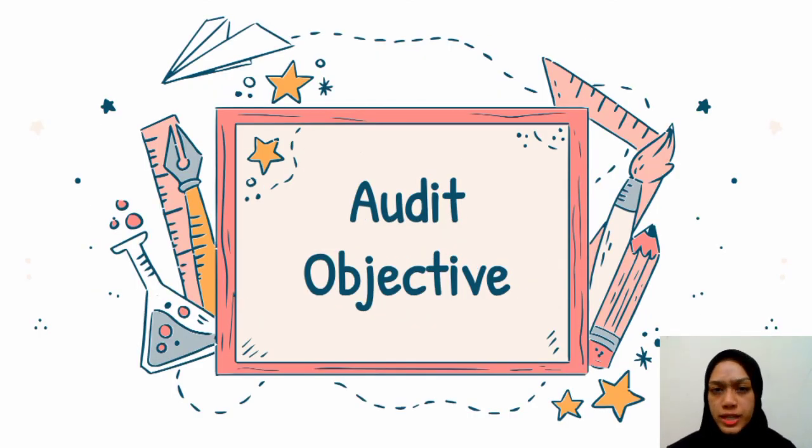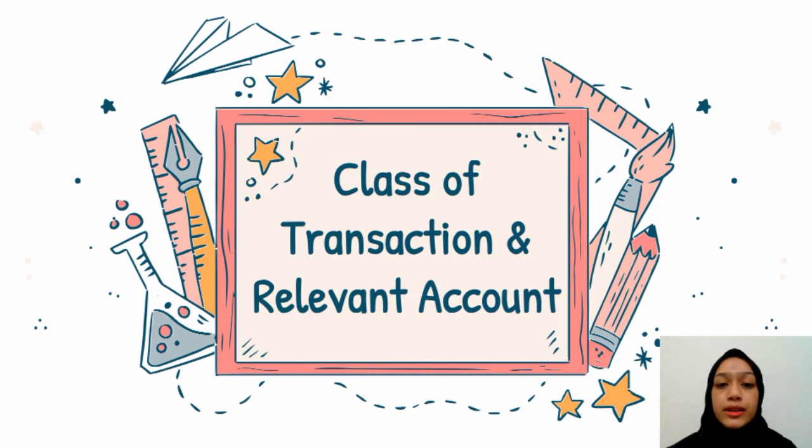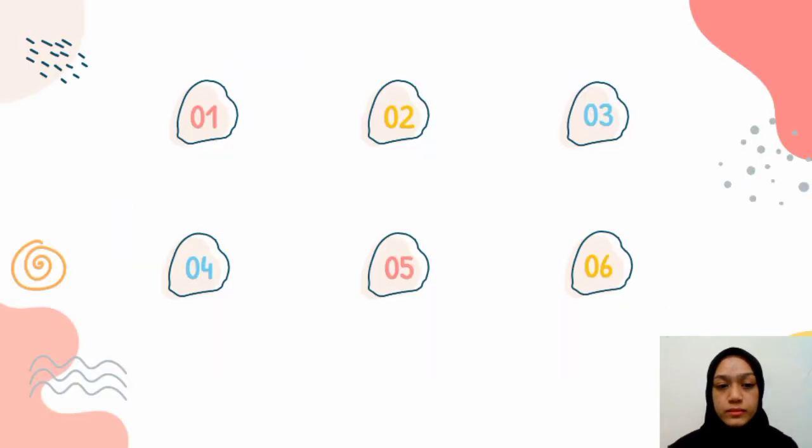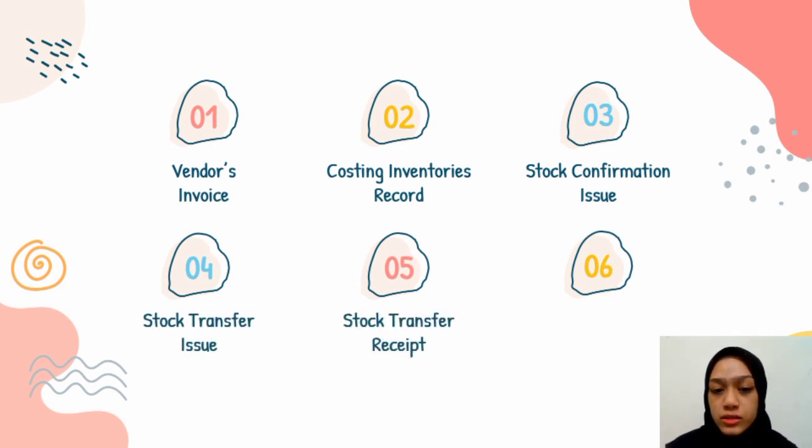Next, the audit objective for detailed tie-in is to check whether the inventory recorded agrees with the total amount in the general ledger. And then there are 6 classes of transaction and relevant accounts related to detailed tie-in. The first one is vendor's invoice, and then costing inventories record, stock confirmation issue, stock transfer issue, stock transfer receipt, and stock requisition.